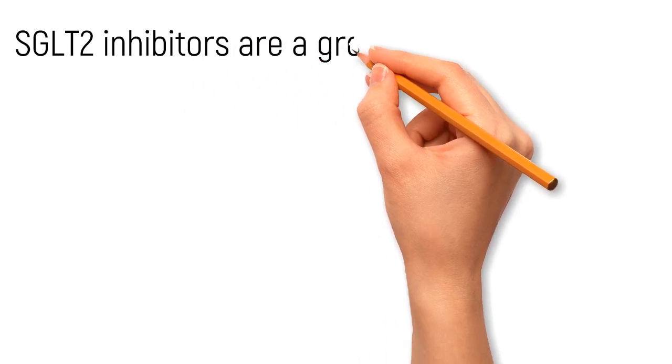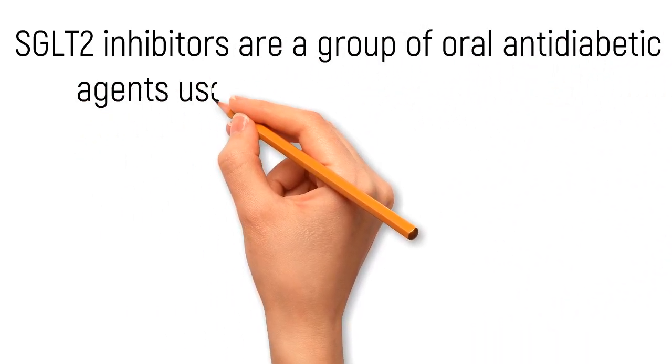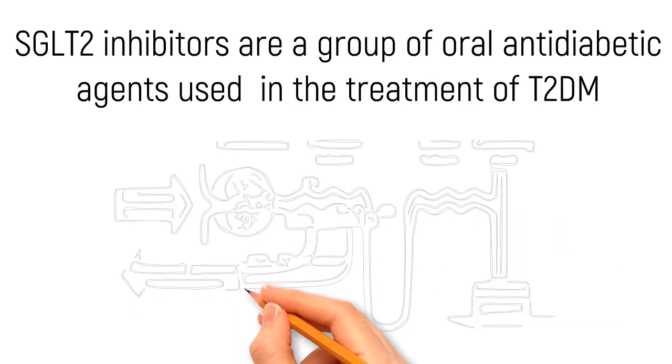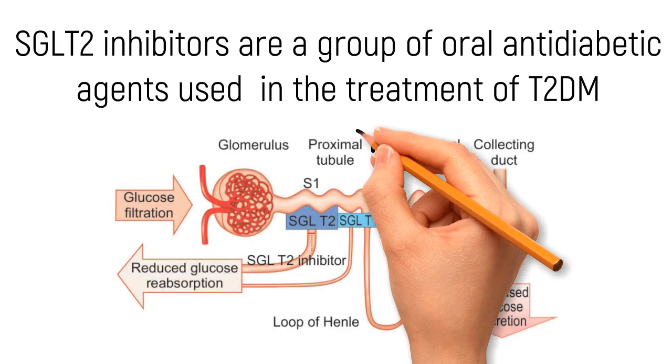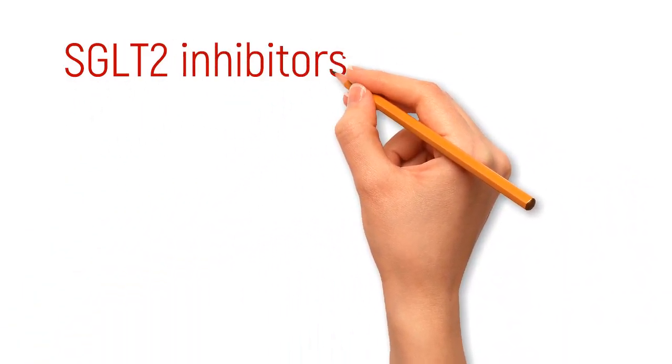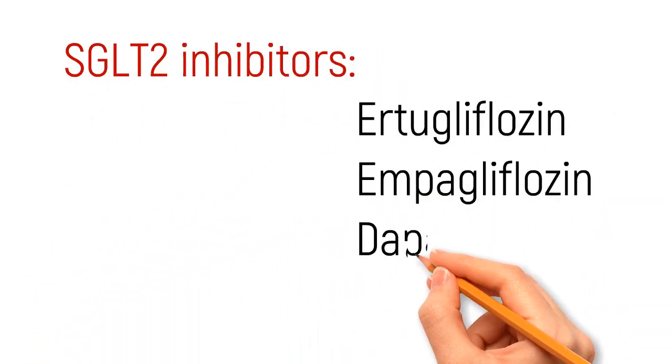SGLT2 inhibitors are a group of oral anti-diabetic agents that are used in the treatment of type 2 diabetes mellitus. They reduce glucose reabsorption by inhibiting sodium glucose transporter 2 in the proximal tubule and lower the renal threshold for glucose, thereby increasing urinary glucose excretion, as a result reducing blood plasma glucose level. The SGLT2 inhibitor class consists of 4 drugs: ertugliflozin, empagliflozin, dapagliflozin, and canagliflozin.